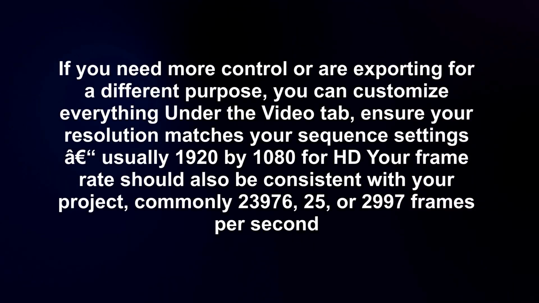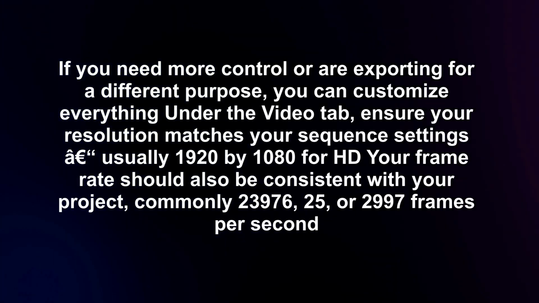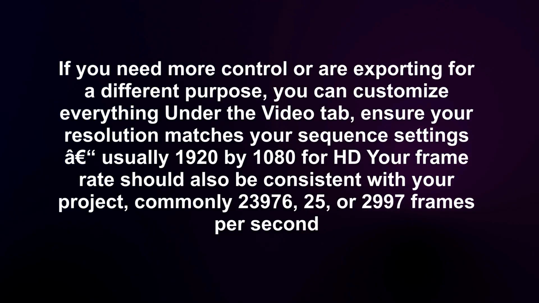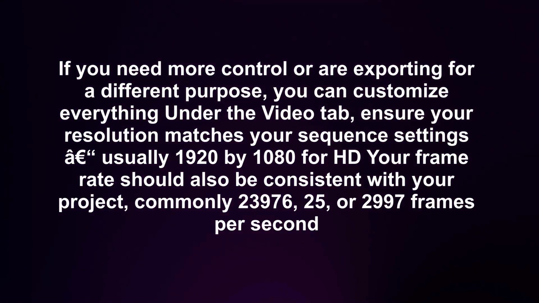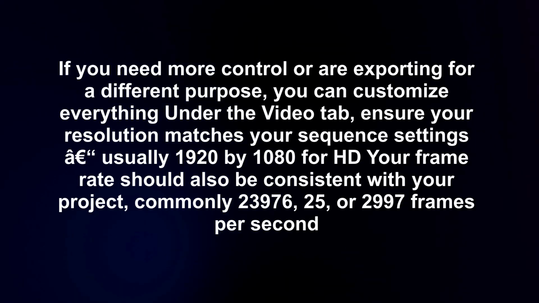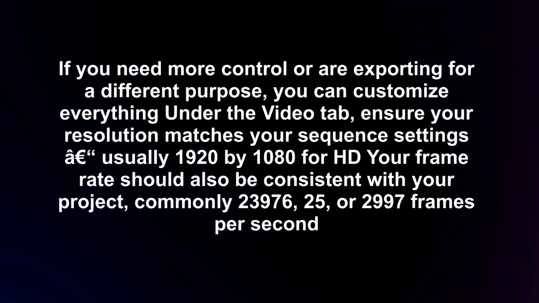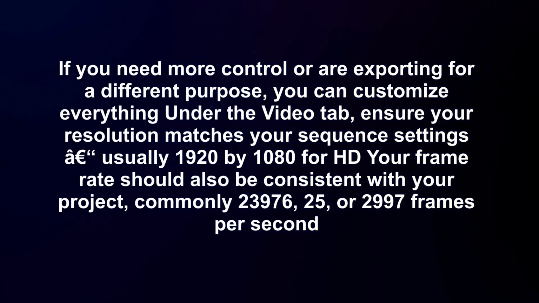If you need more control or are exporting for a different purpose, you can customize everything under the Video tab. Ensure your resolution matches your sequence settings, usually 1920 by 1080 for HD. Your frame rate should also be consistent with your project, commonly 23.976, 25, or 29.97 frames per second.